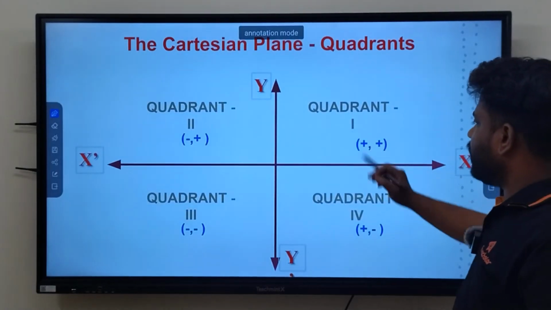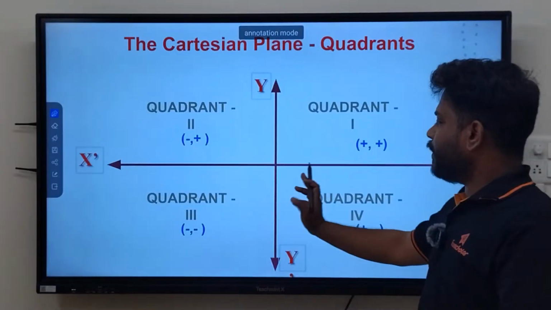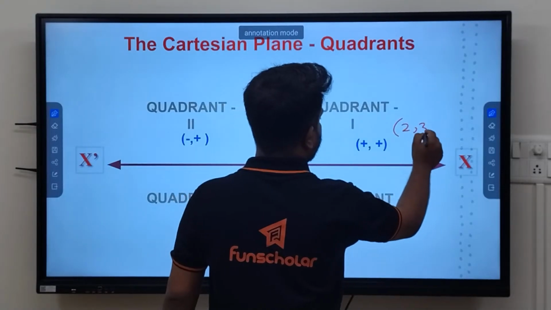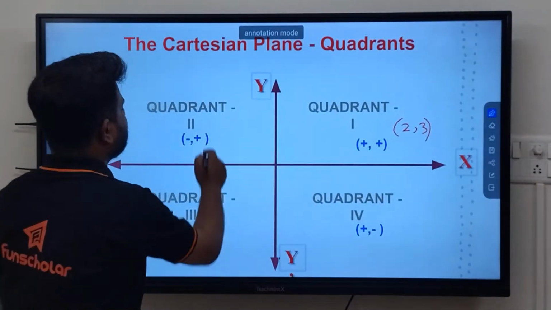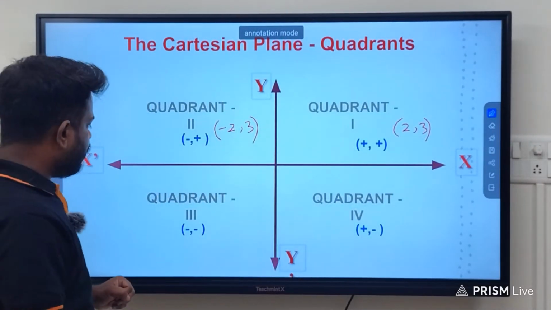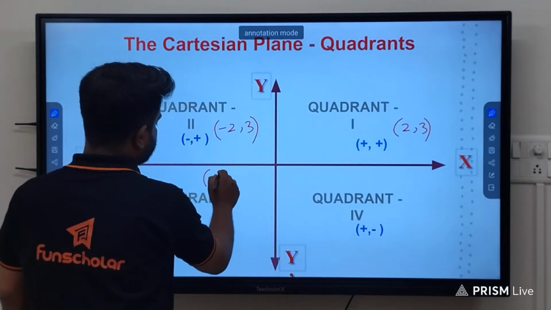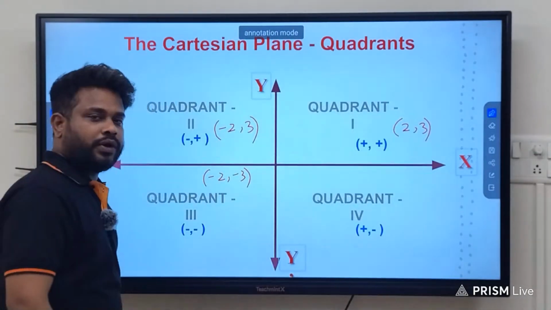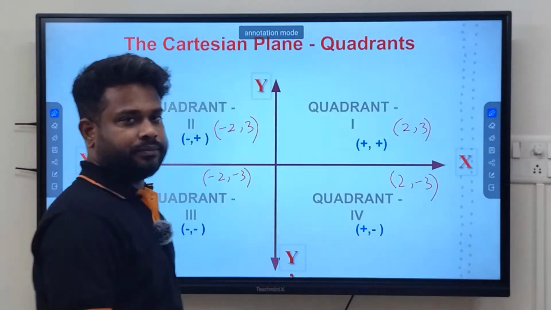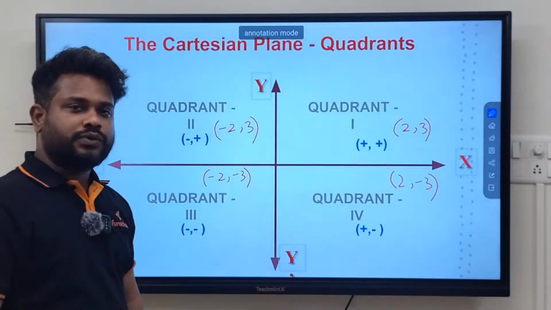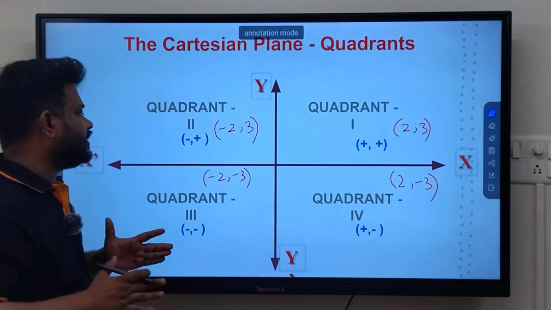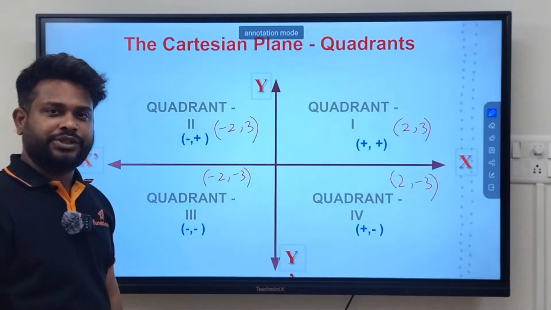So this is plus plus, this is minus plus, this is minus minus, and this is plus minus. If I tell you that 2, 3 will be in this quadrant, then minus 2, 3 will be in this quadrant, minus 2, minus 3 will be in this quadrant, and 2, minus 3 will be in this quadrant. The numerical values are the same, but they have just changed the signs, and because of this changing of signs, their quadrants will be changed.